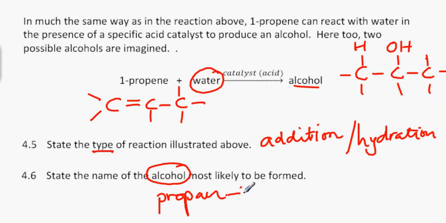Propan-2-ol. Prop from the 3 carbons, and the OH group, the ol group, is on carbon number 2. So propan-2-ol is the most likely alcohol to be formed.